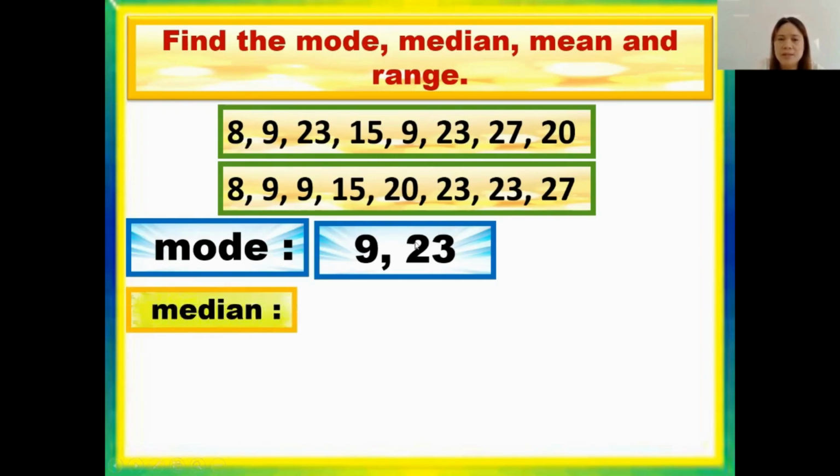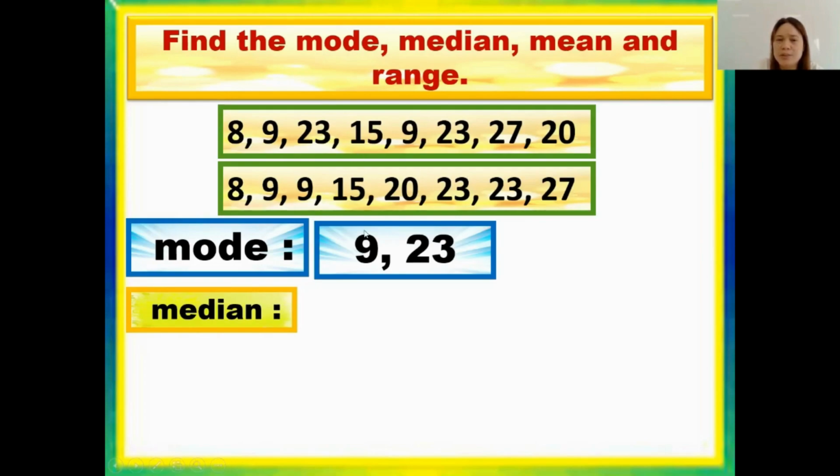And the median, look at the numbers that are arranged in order. So the middle number. If there will be two middle numbers, all you need to do is to add them first and divide it by 2. Again, in this case, there are 2 middle numbers. So we have 8, 9, 9. This is 3 values on the left. And I have 23, 23, 27. These are the 3 values on the right.